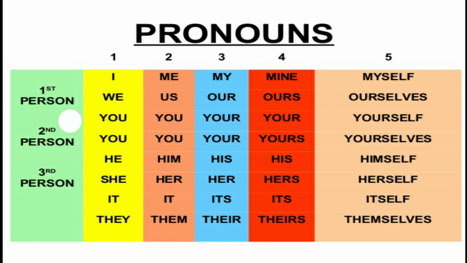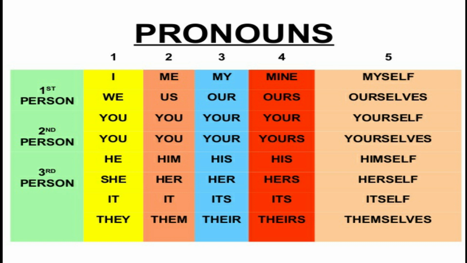In first person we have I and we. Singular I, plural we. Second person you. Singular you, plural also you only. Third person singular he, she, it. Plural they. He, she, it, they. If it is male, he, female, she. For non-living thing, animal or bird, it. If many are there, they.